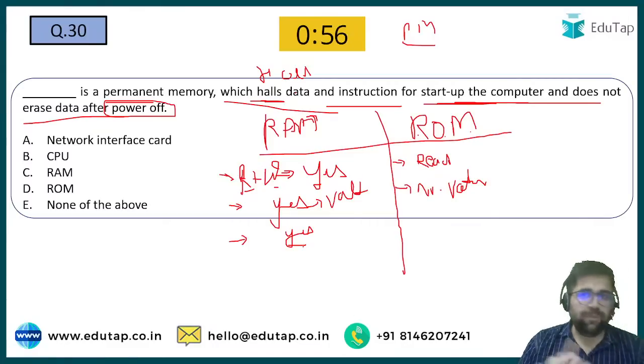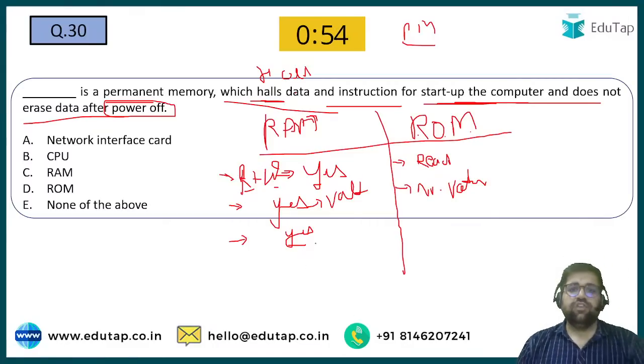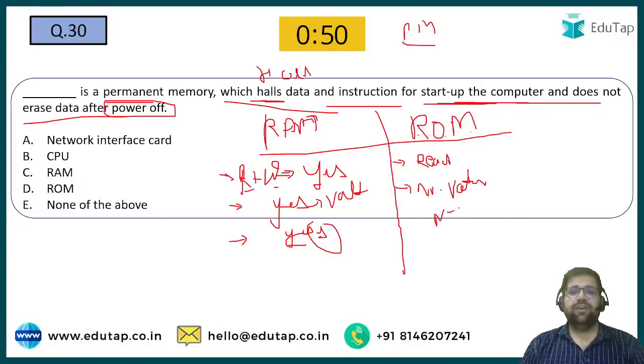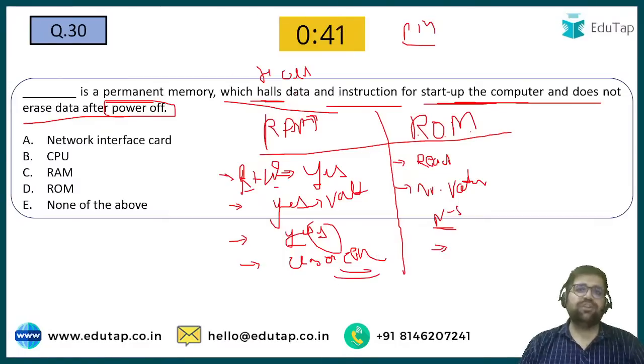Okay. ROM is not volatile. Please remember this. The speed of RAM will be higher. Yes, remember this. Speed will be higher. Here the speed will not be that much higher. This particular RAM is closer to the CPU. Remember this also. RAM is closer to the CPU and ROM is not that much closer to the CPU.